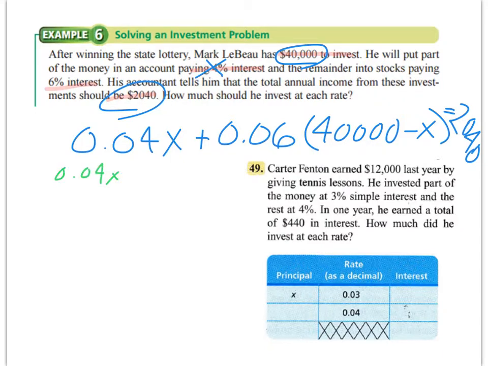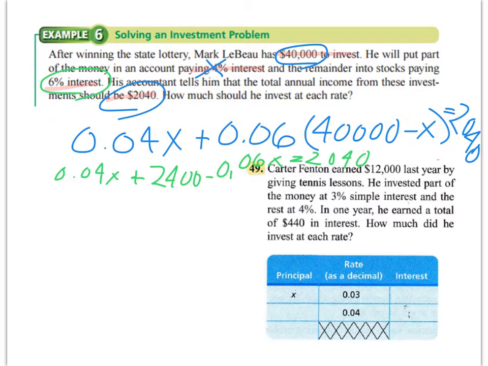So you get 0.04x plus the 0.06 times the 40,000, like I said, is 2,400, minus the 0.06x, and that's going to equal 2,040. Now, one thing I did forget is that if you have the bigger interest rate be the variable, then the positives and negatives work out a little bit nicer. So I'm going to have to deal with some negatives here.